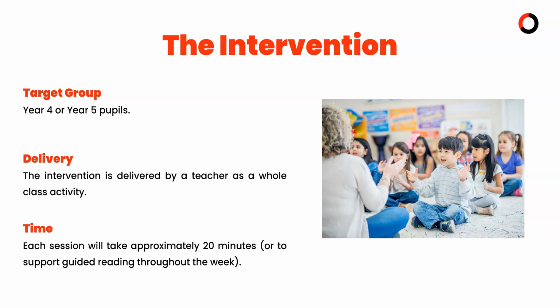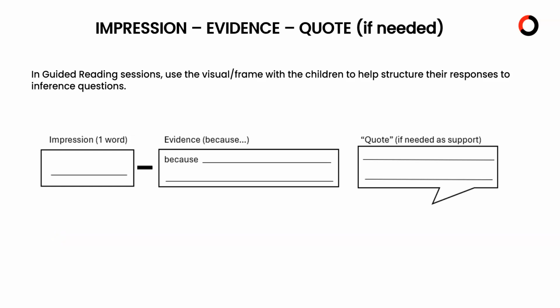So the intervention is targeted at Year 4 or Year 5 pupils. The intervention is delivered by a teacher as a whole class activity. Each session will take approximately 20 minutes, to support guided reading throughout the week. In the guided reading sessions, we'll use the visual frame with the children to help structure their responses to inference questions. So this is the impression, evidence, and quote, and you'll find an example of this in the resource folder.